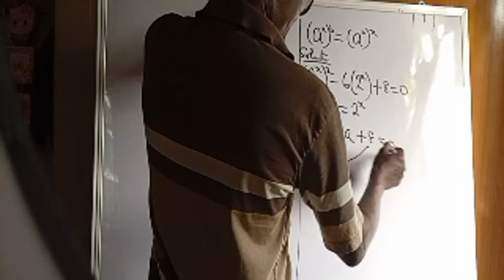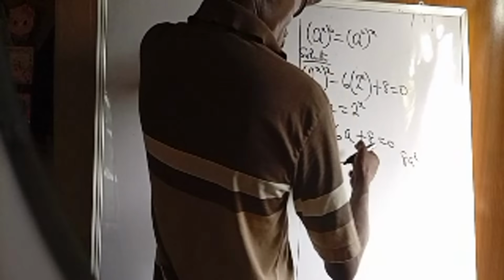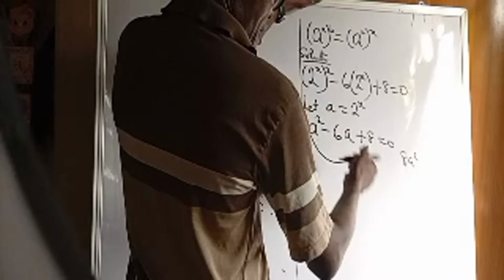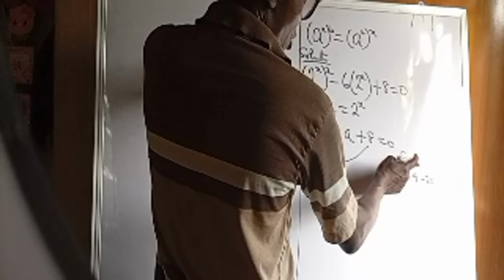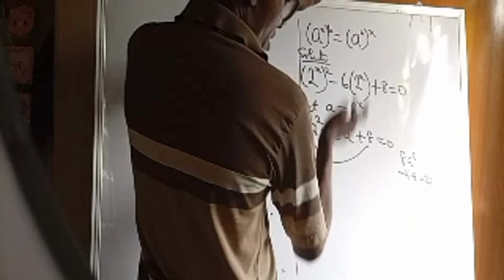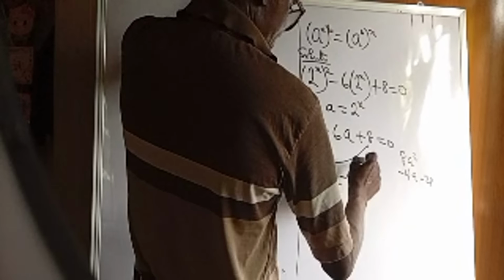Multiply this by this, you have 8a squared. Finding the product of 8, that will give you minus 6a. You are going to have minus 4a minus 2a. Yes, minus 4a minus 2a. If you multiply minus 4a by minus 2a, it will give you plus 8a squared. And if you add them together, it will give you minus 6a. Beautiful. So we have a squared minus 4a minus 2a, yes, plus 8 is equal to 0.